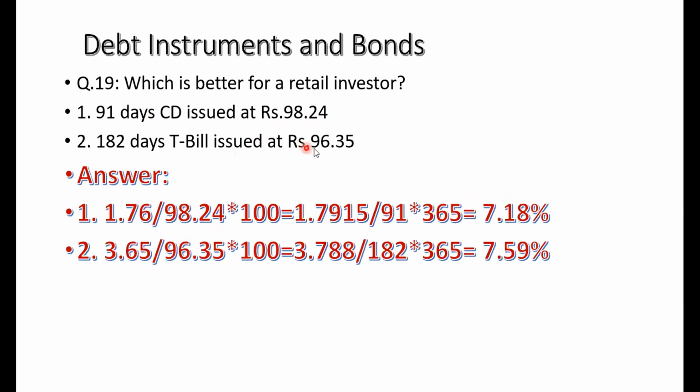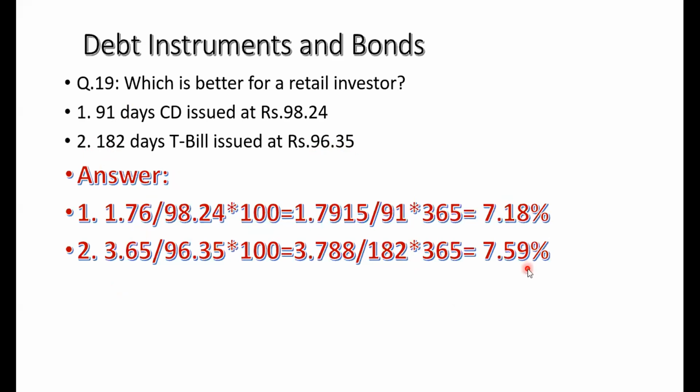Next one is also the same way. T-bill, 96.35 is invested. 182 days. He has to wait for another 182 days. He will get 100 rupees. Now how much income is he getting? 3 rupees 65. 100 minus this. So 3 rupees 65 is the income divided by 96.35 multiplied by 100. He will get 3.778. This is for 182 days. Then for 1 year, always you have to adopt 365. Divide by 182. Multiply by 365. And you will get 7.59.